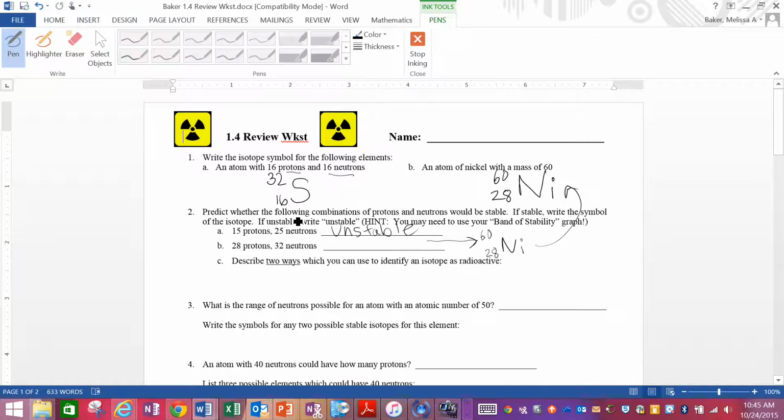Letter C. What are 2 ways you can use to identify if something is radioactive? Well, first way, if it has greater than 83 protons, it's going to be radioactive. That was something from the notes. Another way you can tell is you can actually map it using the band of stability, and if it's on the edge of the band, then it's also radioactive. Edge equals radioactive.